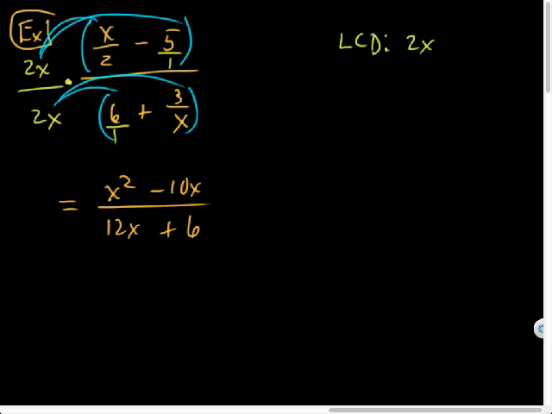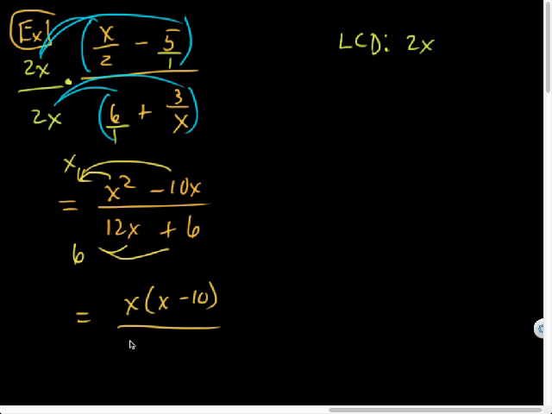simplify this like a normal problem, which of course means I'm going to factor it if possible. So I'm going to factor out, this is a GCF problem, factor out an x. This is also a GCF problem, I could factor out a 6. This is going to equal x times x minus 10 over 6 times x plus 1.